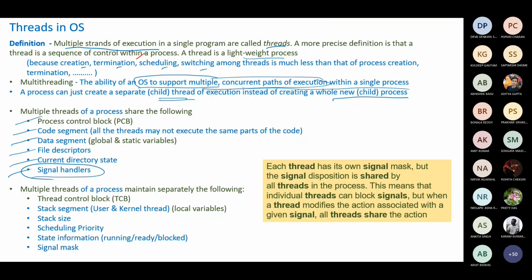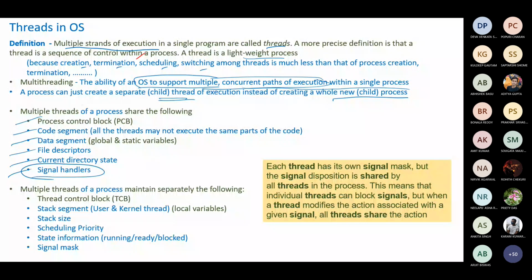The main problem is that one thread says it would like to ignore, but another thread says that for the same SIGINT it would like to get terminated. That is not possible. Is that fine? Yes. So in terms of the action, they are almost tied.